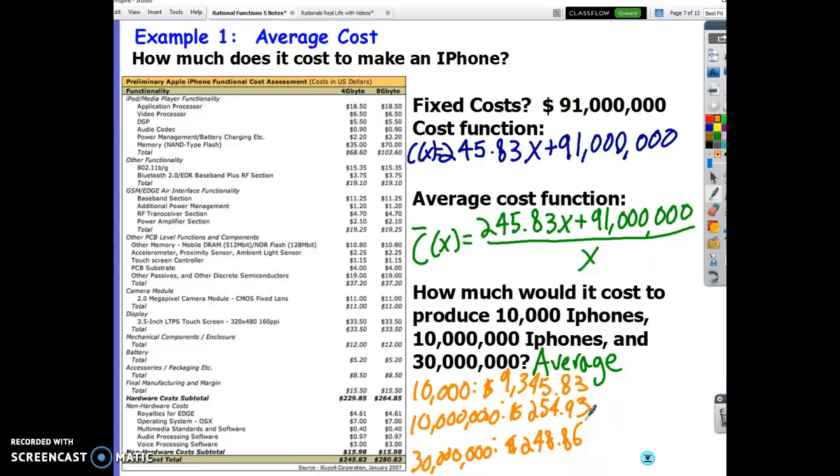So here's the question I have for you, and after I ask it, I want you to stop and talk with those around you about this. Why did they sell the iPhone for $499 when if they sold 30 million of them, it only cost them $248.86? Why would they make the price almost $500? Pause the video right now, talk to your neighbor, and then come back and I'll talk about this a little bit.